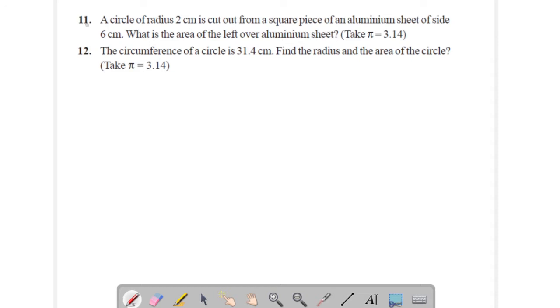Now come to question number 11. A circle of radius 2 cm is cut from a square piece of aluminum sheet of side 6 cm. What is the area of leftover aluminum sheet? Take pi equal to 3.14. See solution of question number 11.